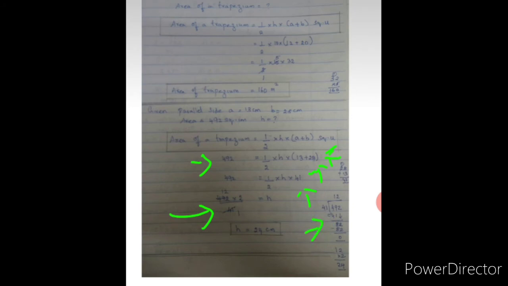Divide 492 by 41, which gives you the answer as 12, and 12 into 2. If you multiply these two numbers, the product is 24 centimeter. That is the height of the given trapezium.